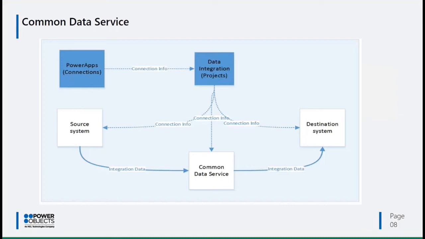So then you have projects. The projects themselves enable the flow of data between the systems. A project is a list of one or more tasks, and those tasks identify mappings between a source and a Common Data Service entity, and then a mapping between the Common Data Service entity and a destination. So think of the Common Data Service as that middle repository that everything flows through.